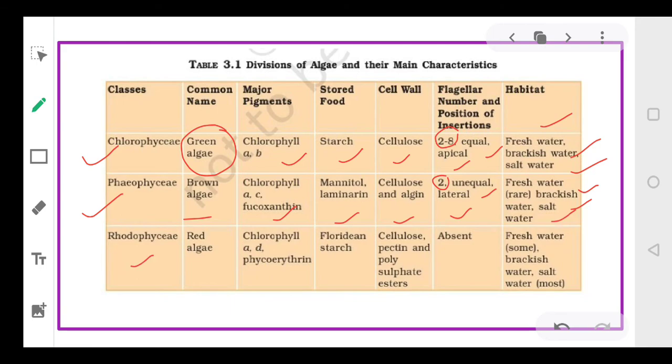Rhodophyceae, which is called red algae, contains chlorophyll A and B and phycoerythrin, and this phycoerythrin gives a red color. Food is stored in the form of Floridean starch. Cell wall is made up of cellulose, pectin and sulfate esters. Flagella are absent. So this is a very unique characteristic. Rhodophyceae does not have flagella, and it is generally present in fresh water, brackish water and salt water. So I hope you can easily identify the 3 classes of algae. Okay everyone?